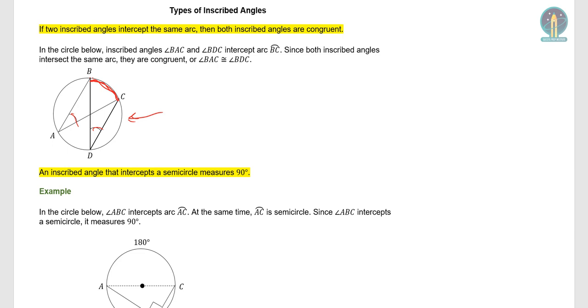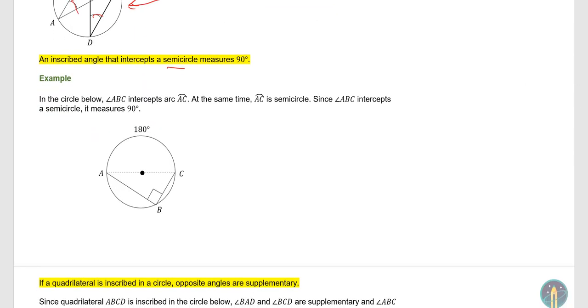Another type of inscribed angle is an angle that intercepts a semicircle. In that case, the inscribed angle will have to measure 90 degrees, because the angle measure of a semicircle is 180 degrees. So if an angle is inscribing a semicircle, it has to be a right angle, measuring 90 degrees.